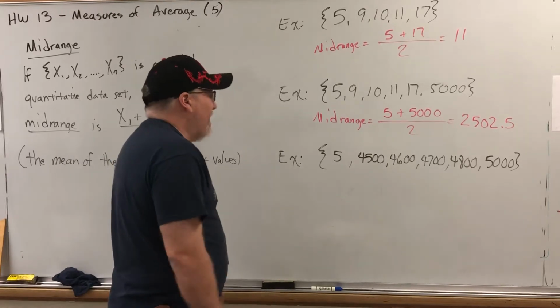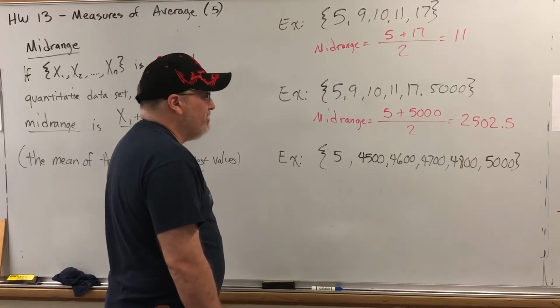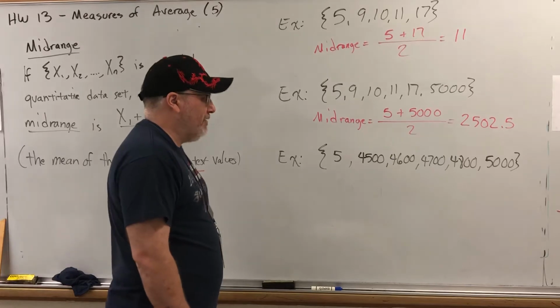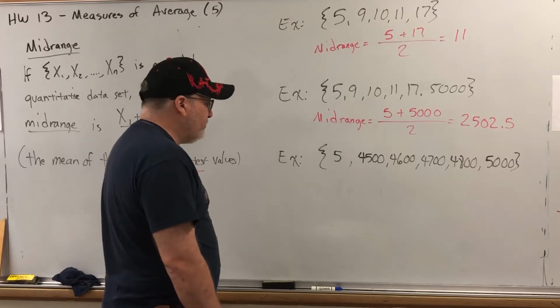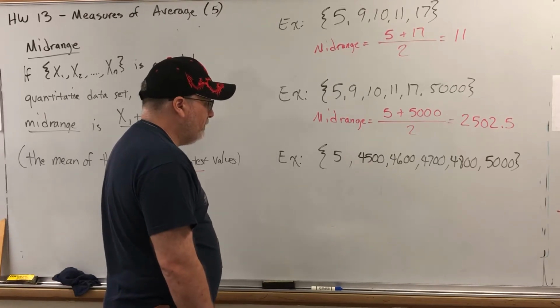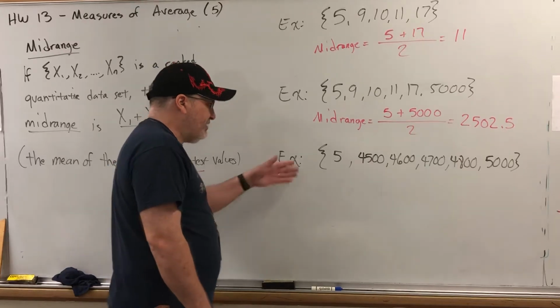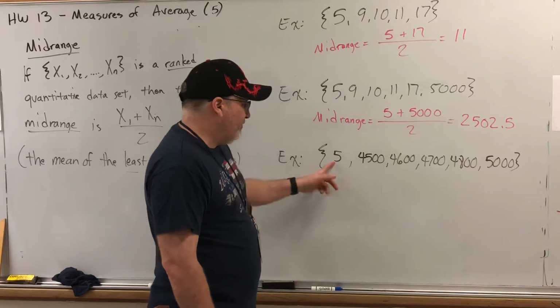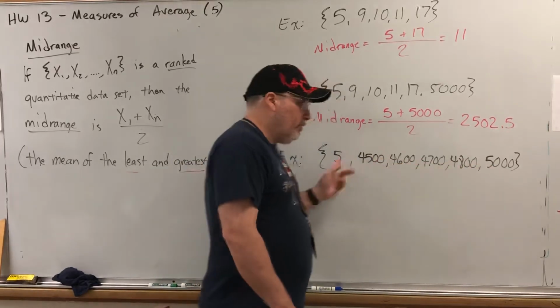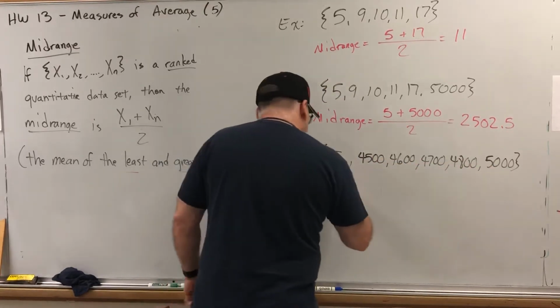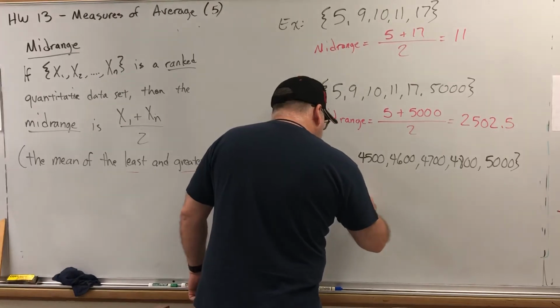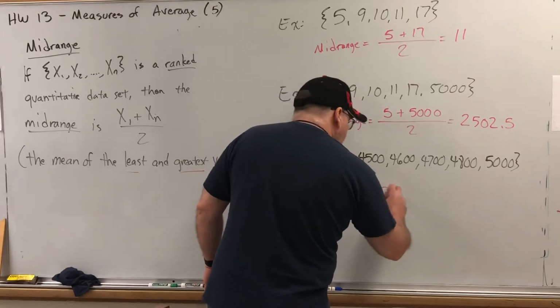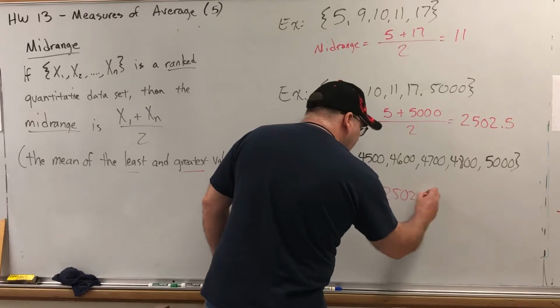So without me writing it, it's pretty clear that the mid-range is heavily influenced by outliers. So what's up with this third example? Well, take a look at this third data set compared to the second data set. And notice that they have the same least and greatest values, which means that they're going to have the same mid-range. It's still going to be 2,502.5.